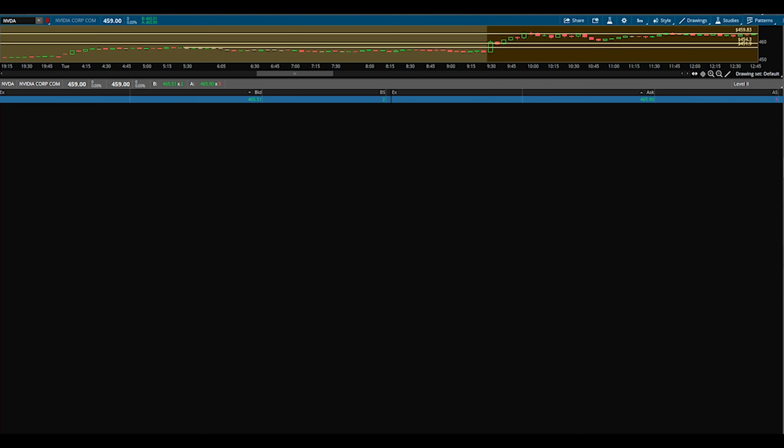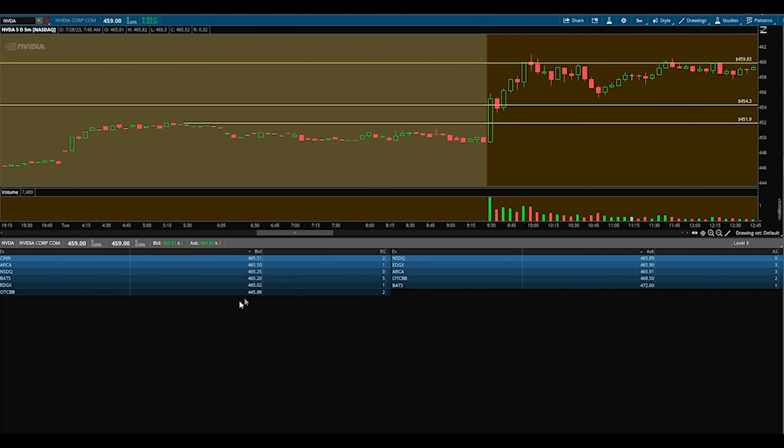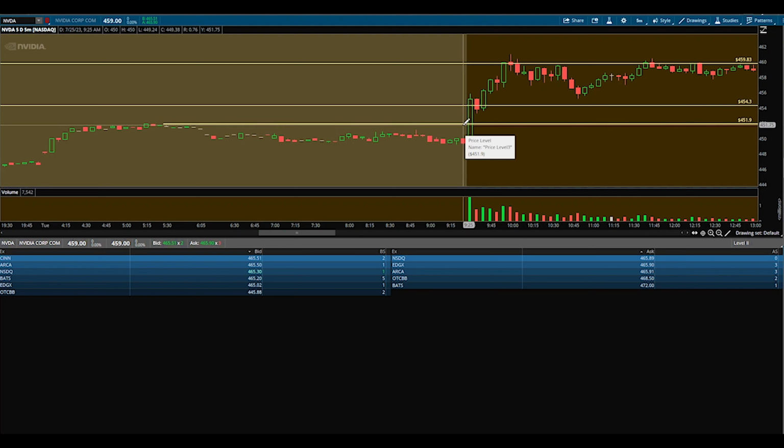You can pull up level 2 here. And you can see the bids here. So at the time when we was at this 451.9, the bids were showing 451.8. I want to see the bids get above that. A lot of times what'll happen, you'll have the ask above your level and the bids below it. And that's not a confirmed breakout trade.